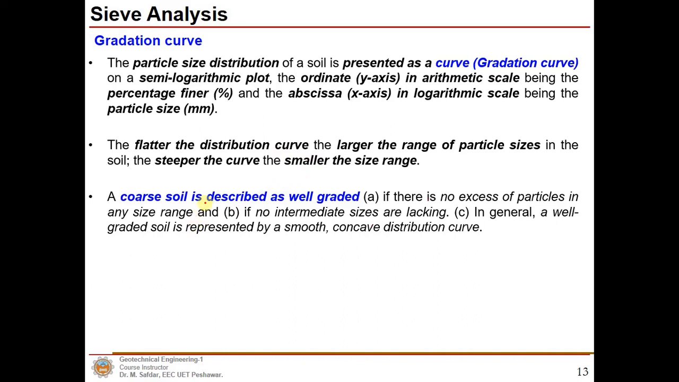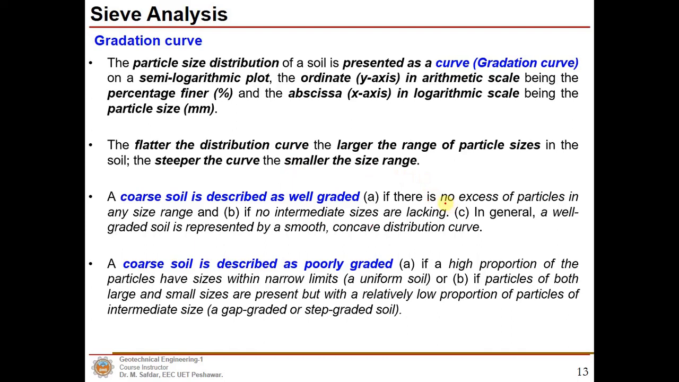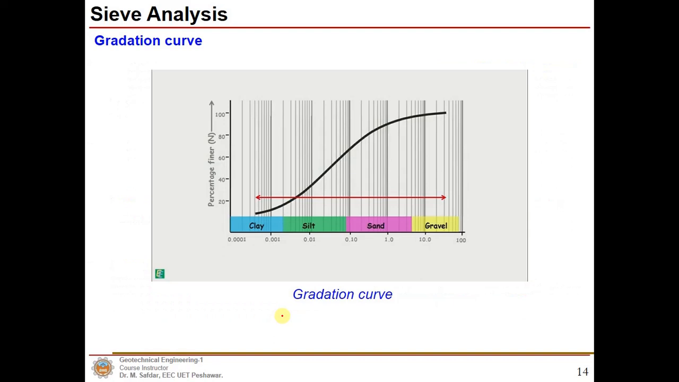Now a coarse soil is described as well graded if there is no excess of particles in any size range. If no intermediate sizes are lacking, in general, a well-graded soil is represented by a smooth concave distribution curve. I will show you the curve of different well-graded, poorly graded and gap-graded soils. Coarse soil is described as poorly graded if a high proportion of the particles have sizes within narrow limits, a uniform soil. If particles of both large and small sizes are present, but with a relatively low proportion of particles of intermediate size, we can call that a gap graded or step graded soil.